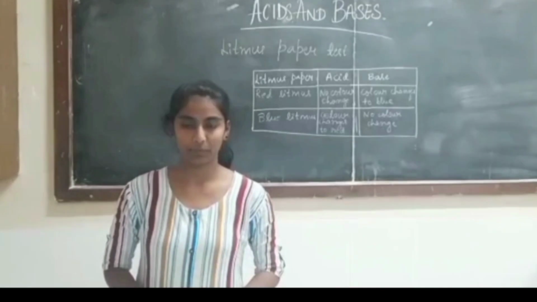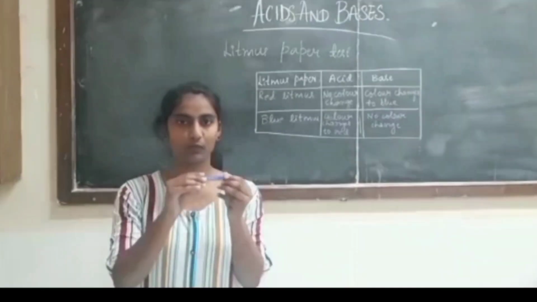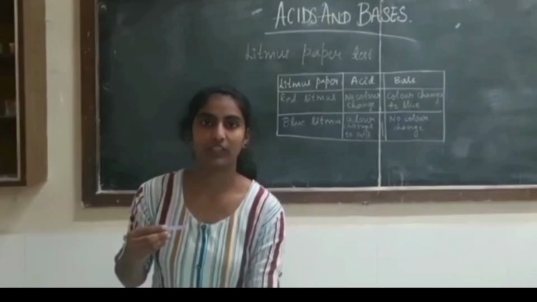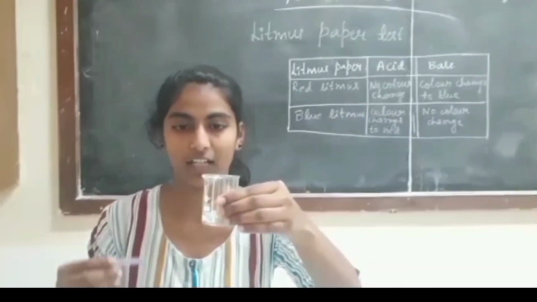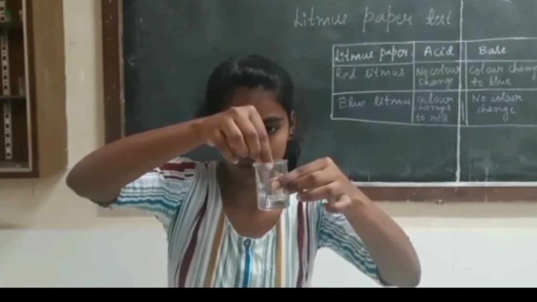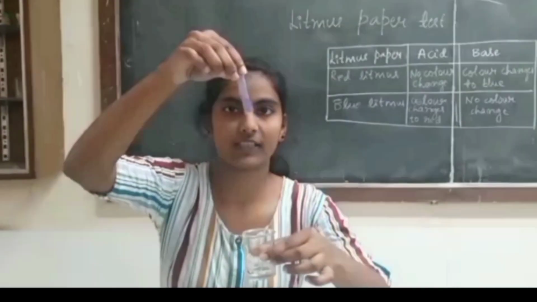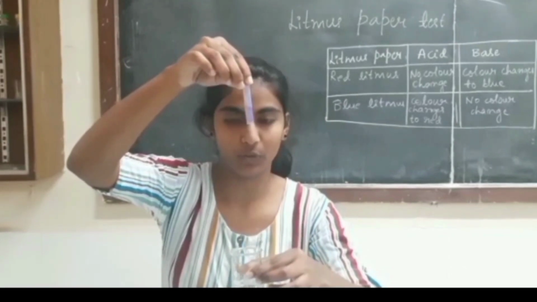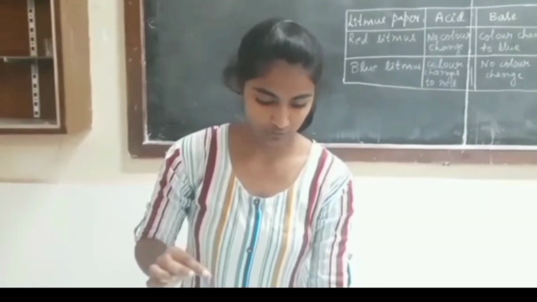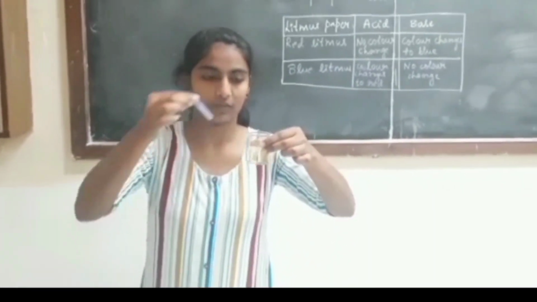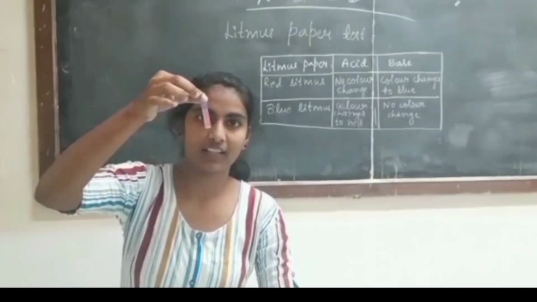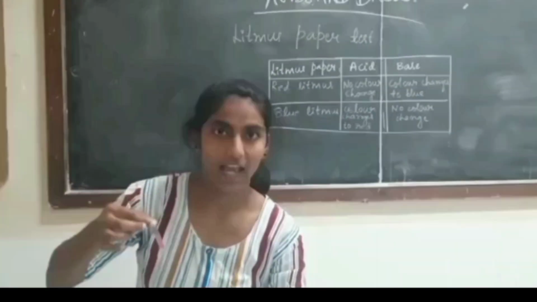Let's start the experiment. Now I am going to take blue litmus paper. Now I am going to test this solution whether it changes colors or not. Does it change the color? No. So this is a base. Now I am going to try it on this solution. Does it change the color? Yes. So it is an acid.